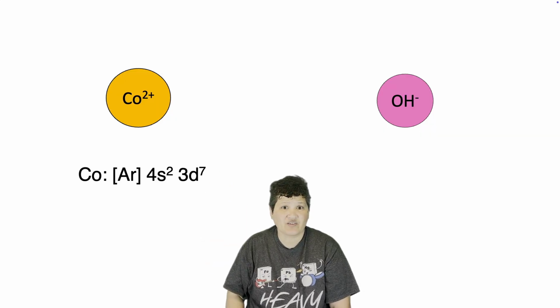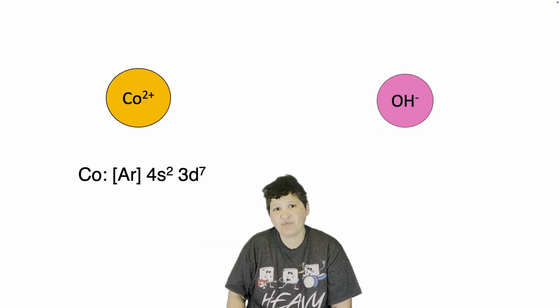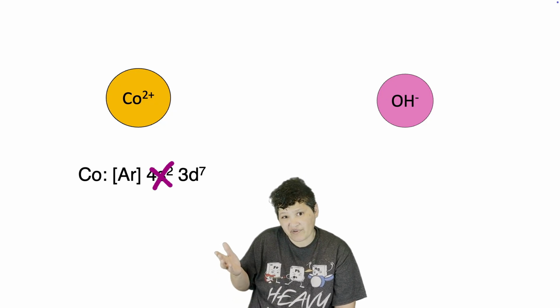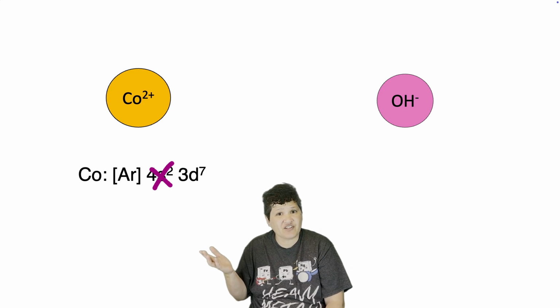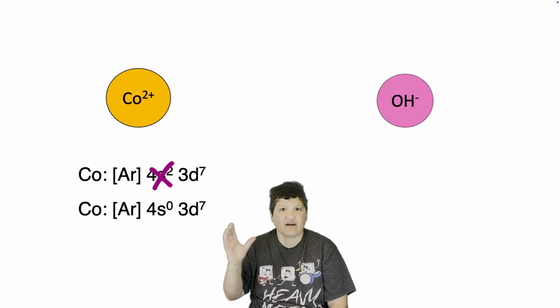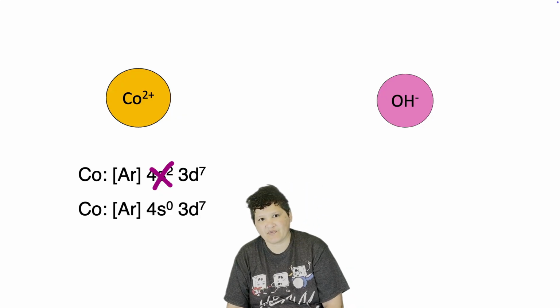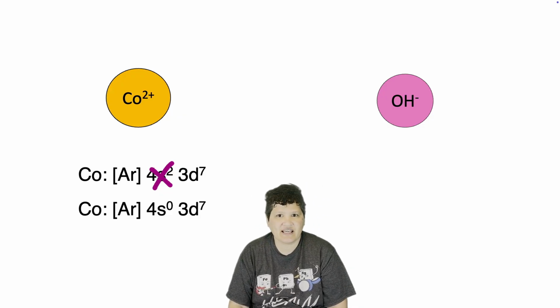When you oxidize it to cobalt 2+, you would remove both of the 4s electrons because those are in the valence shell. Normally I would just write that as argon 3d7, but I want you to notice that the valence shell 4s is now empty. In other words, this has space to serve as an electron acceptor. Cobalt 2+ is a Lewis acid.